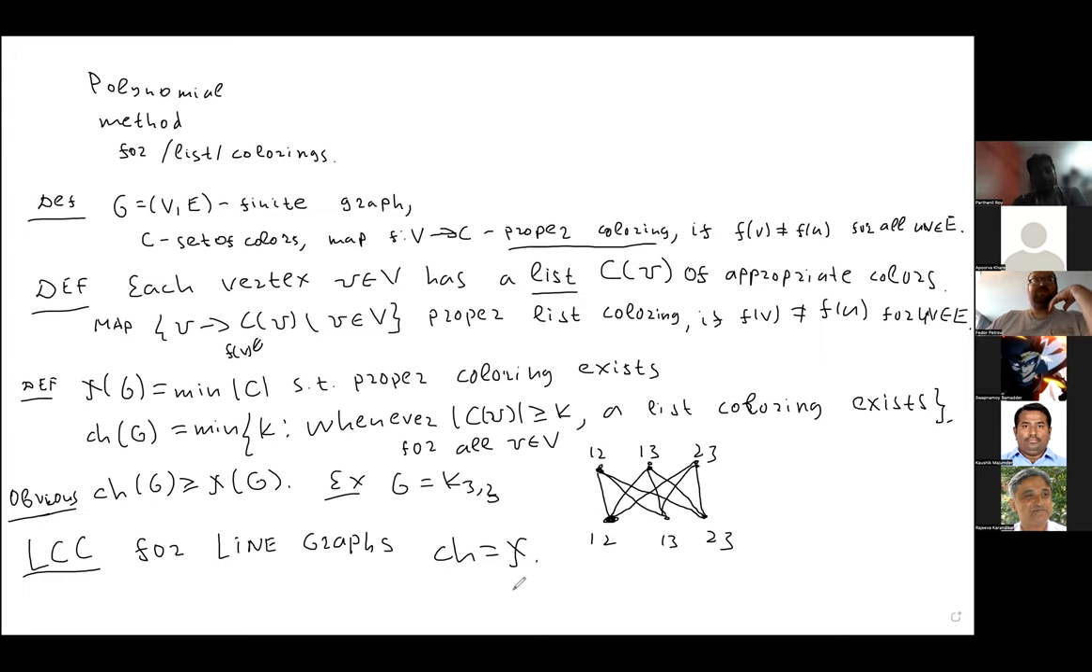It is widely open. It is proved in many particular cases. I will mention one of them. And it is proved asymptotically. I think the ratio tends to one when, I don't remember what tends to infinity, maybe the minimal degree or something like that. Yeah, I think that if the chromatic number tends to infinity, then the ratio tends to one.